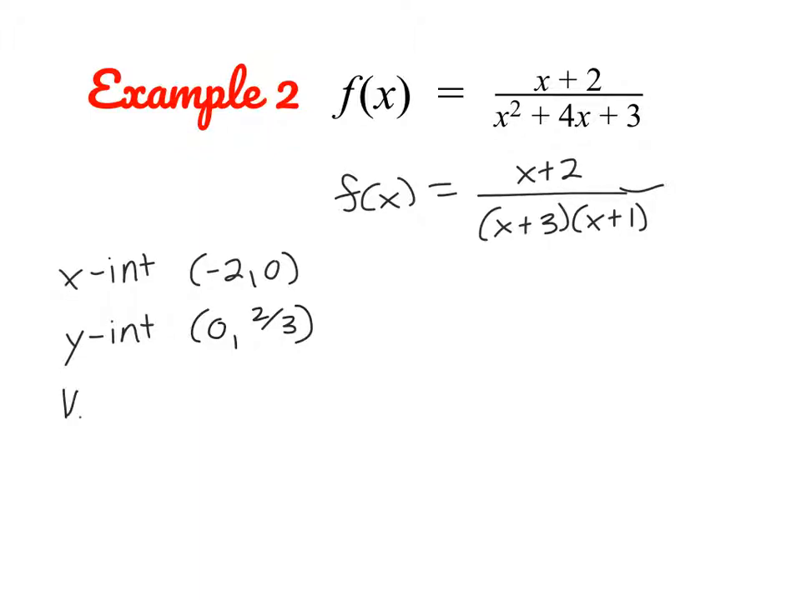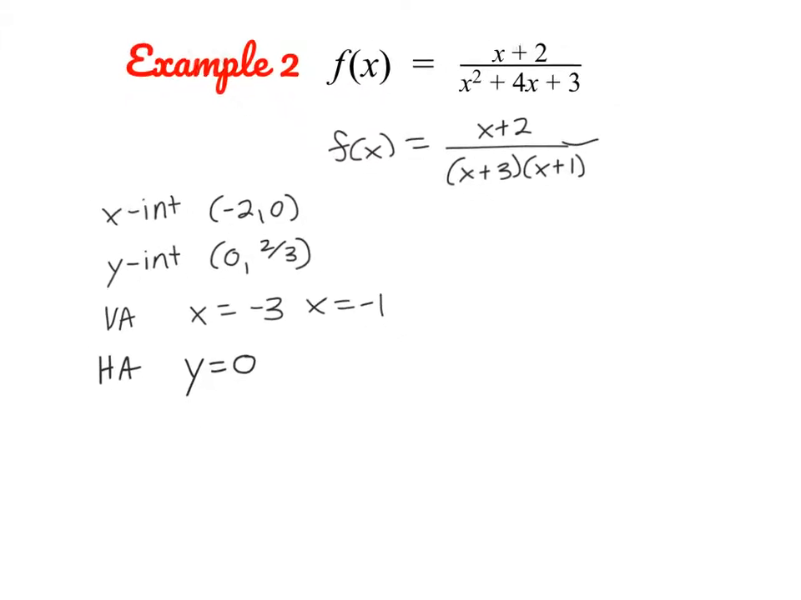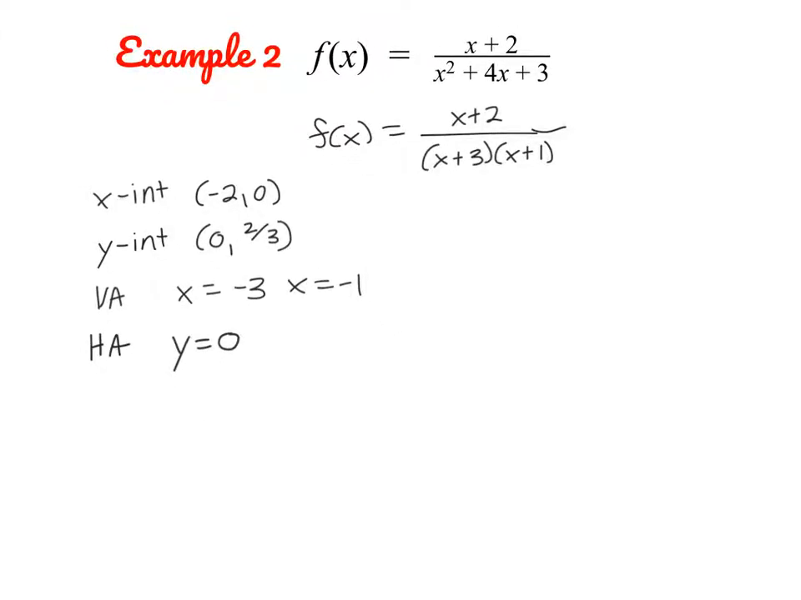For your vertical asymptote, again, it's going to be your restriction. So in this case, we actually have 2. One at x equals negative 3 and one at x equals negative 1. For your horizontal asymptote, let's compare the numerator and denominator. So I see that the degree on the bottom is larger than the degree in the numerator. So that means my horizontal asymptote will be at y equals 0. All right, so here let's sketch a graph before we describe our end behavior.